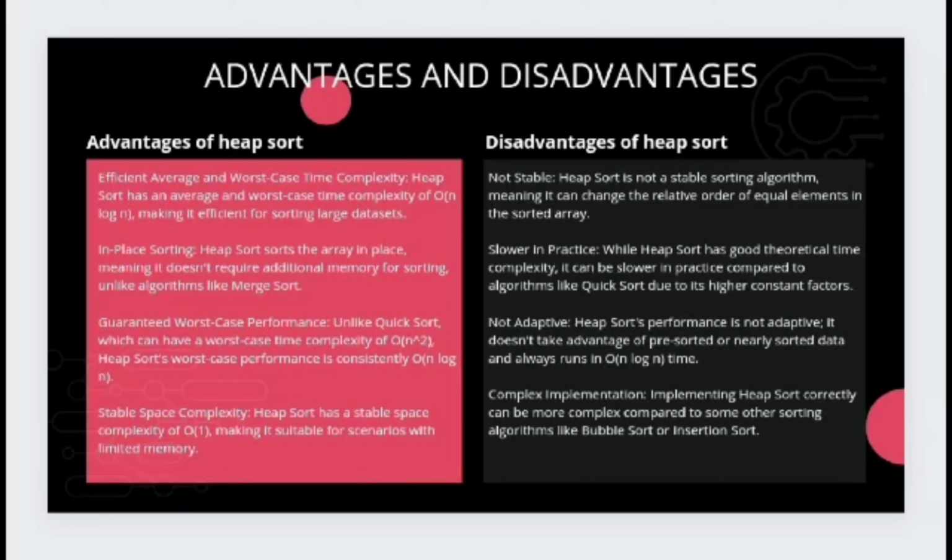Stable space complexity. Heap sort has a stable space complexity of O(1), making it suitable for scenarios with limited memory. Disadvantage of heap sort: not stable.